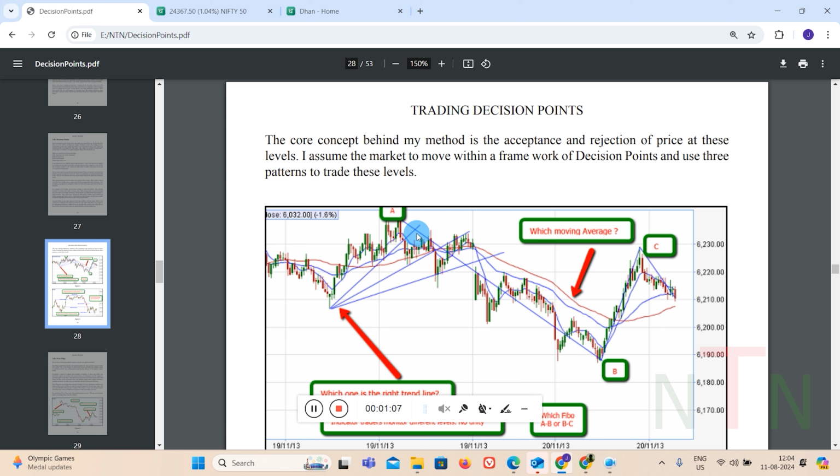One is the trend line. The second is a strategy using a moving average. And third, they used a Fibonacci, from point A to point B. So first we go one by one. Based on the trend lines, which is the correct decision point for an intraday trader to enter into the trade?